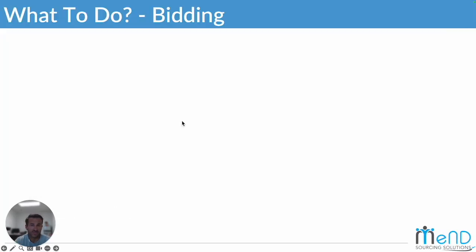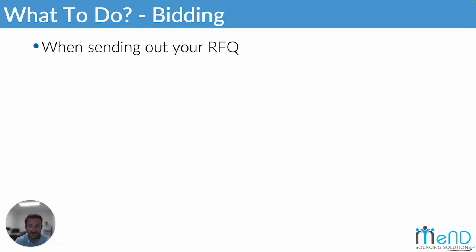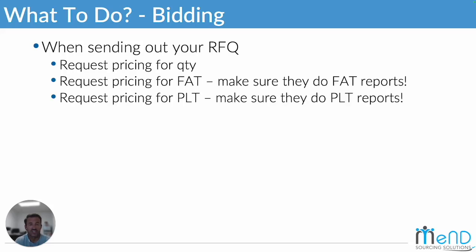Now the next thing is, what do we do when we want to bid on this contract? Well, there are certain steps that you need to follow. When sending out your RFQ to your vendor, to your manufacturer, you need to first request the pricing for the quantity that is being asked. In that case, from that contract, we're looking at 39. So I'm going to request 39, but I'm also going to let them know, hey, this is going to need an FAT and also a PLT. So I'm going to request pricing for both an FAT and a PLT.